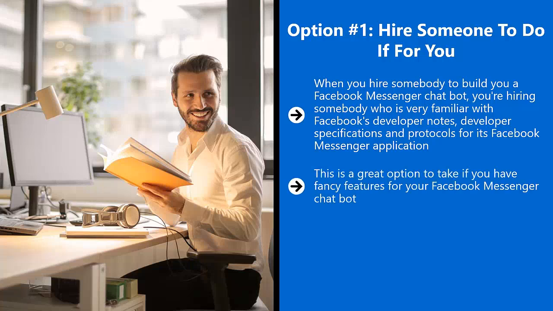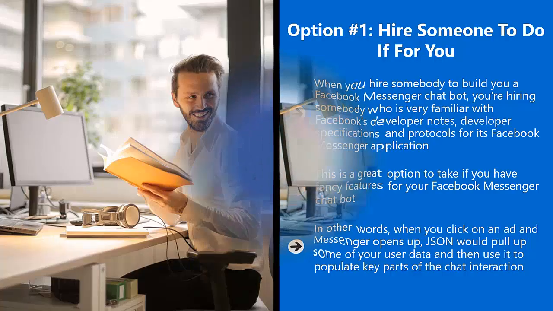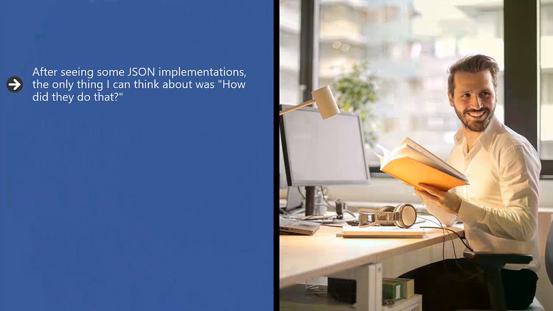This is a great option to take if you have fancy features for your Facebook Messenger chatbot. For example, if you are looking to automate Messenger interaction after somebody clicks on an ad, you probably would need JSON integration. In other words, when you click on an ad and Messenger opens up, JSON would pull up some of your user data and then use it to populate key parts of the chat interaction. It's as if the Facebook Messenger chatbot got into your prospect's head. It's really amazing stuff. After seeing some JSON implementations, the only thing I could think about was, how did they do that? It's as if Facebook chat is reading your prospect's mind.